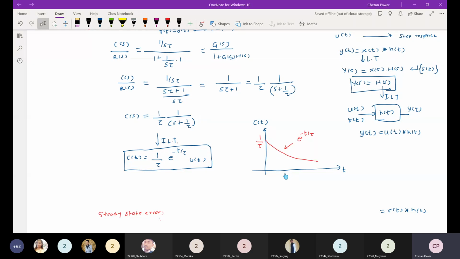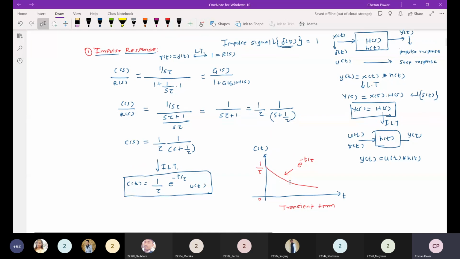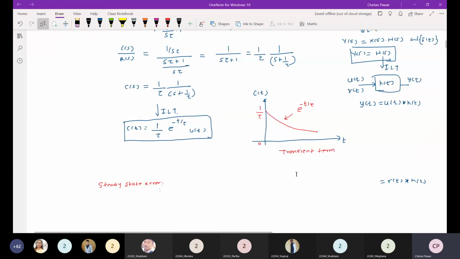So now, if you observe this term, is this a transient term or a steady state term? Transient. Yes, the impulse response always has transient terms. Okay, so this is C of t.